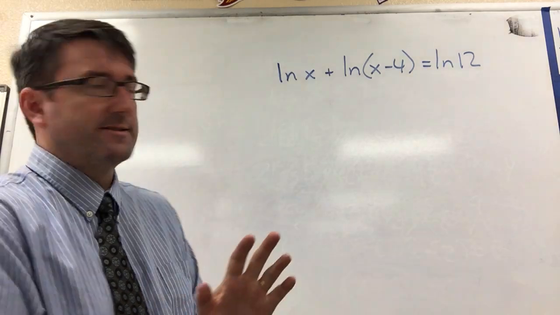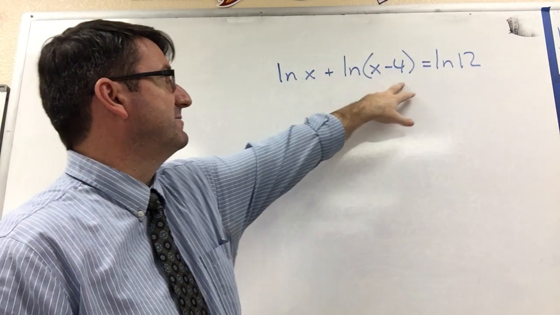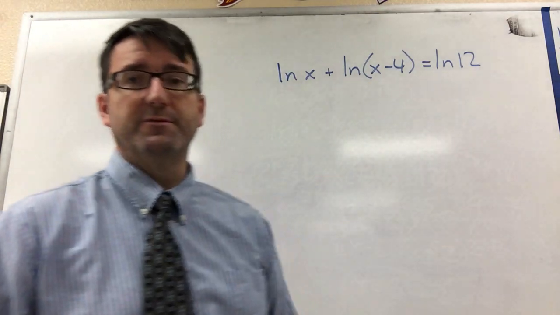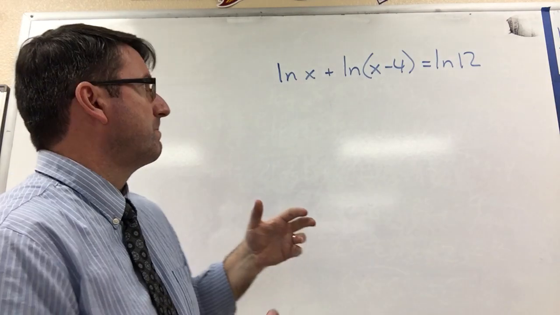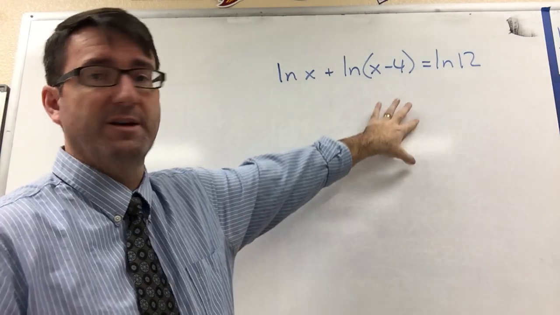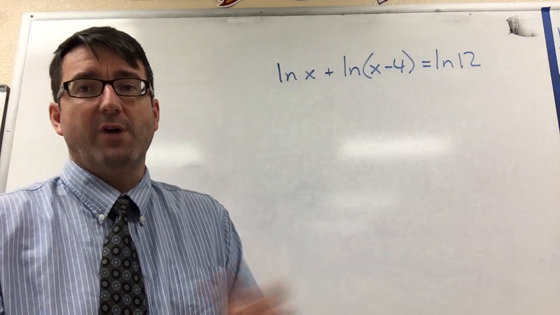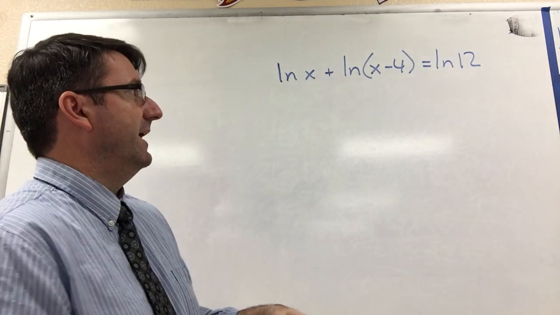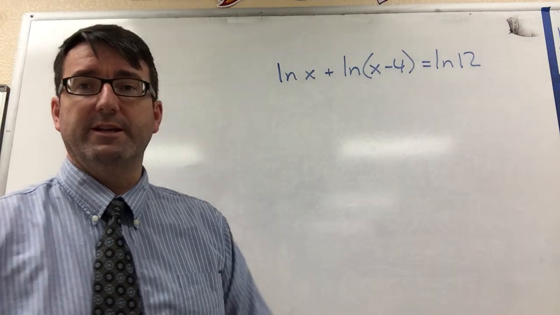Number 13 asks us to solve this equation: natural log of x plus natural log of x minus 4 equals natural log of 12. All right, so what we want to have happen here is we want to get this to where it's just natural log of something equals natural log of something, and then we can drop the natural log, and we'd just be left with an equation that doesn't have logs in it.